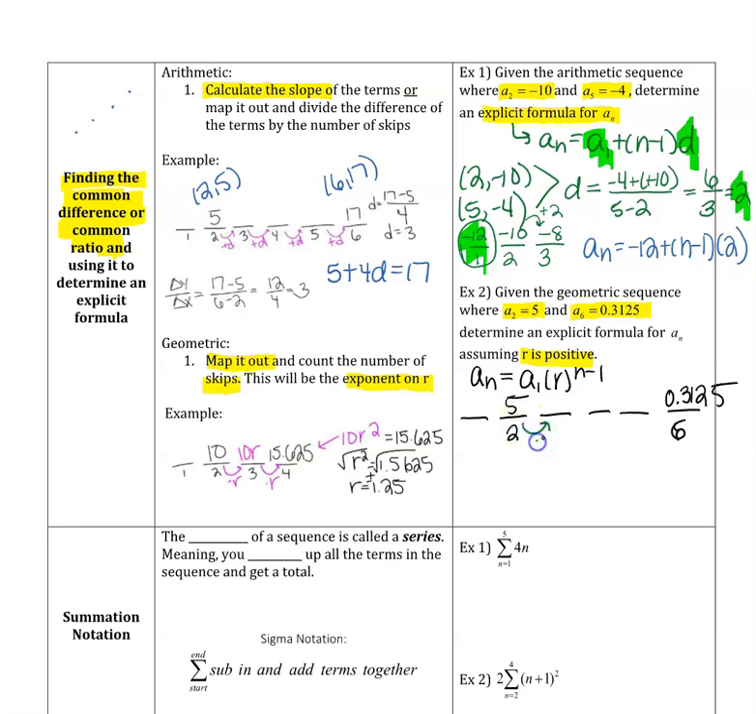In geometric sequences, you're multiplying by r. So this next term would be 5r, this would be 5r squared, this would be 5r cubed, and this would be 5r to the fourth. So that means 5r to the fourth must be equivalent to 0.3125.